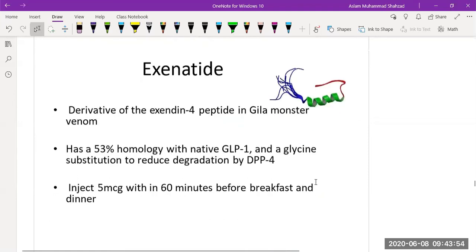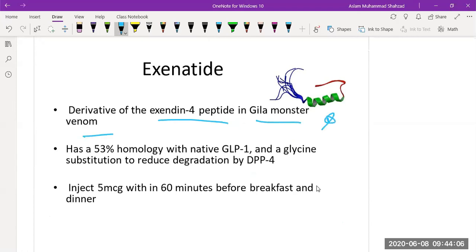So we mentioned one of the examples, like exenatide. It is derived from exendin-4 peptide from the Gila monster venom. So it has been taken from the venom, and it has 53% homology with native GLP-1. So actually it is structurally similar to GLP-1. That is why it is used as a substitute. And we know that it is degraded by DPP4, which is very important.